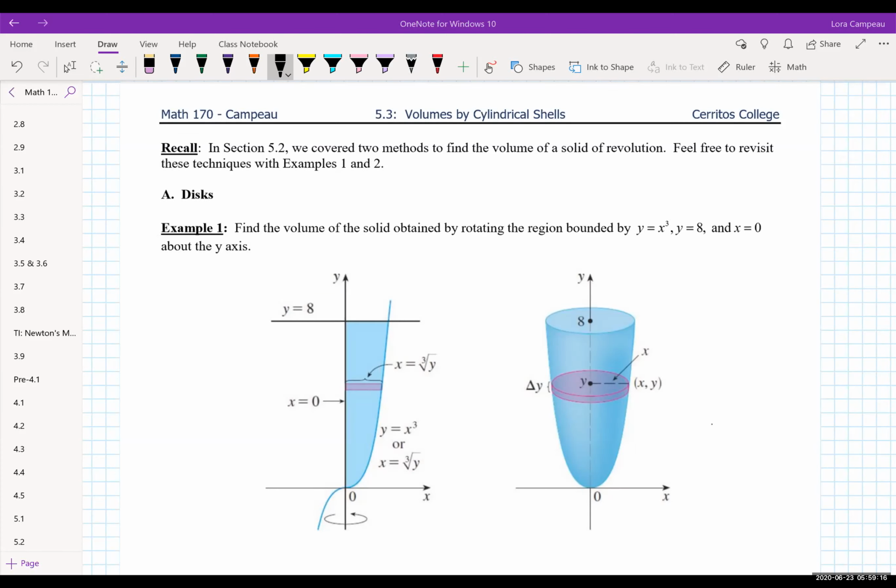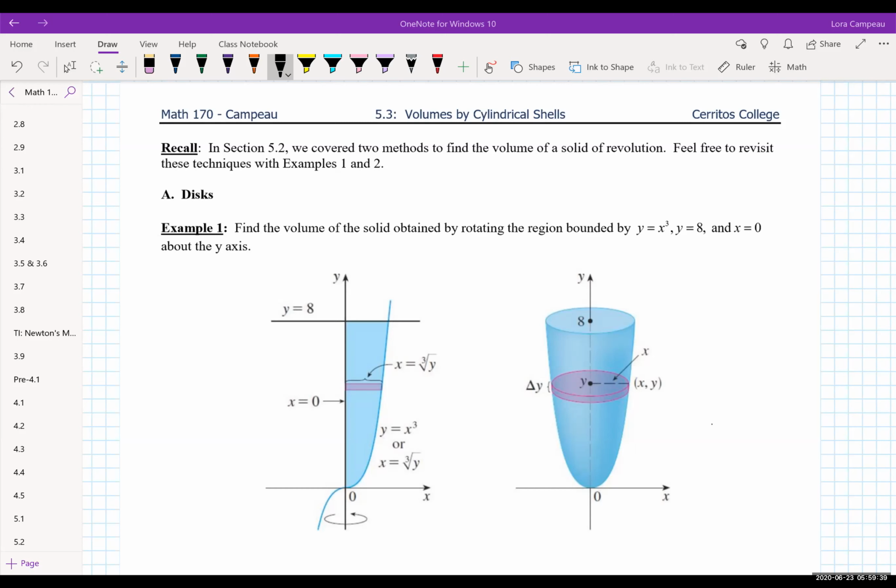Welcome back, Math 170. We are looking at one last technique of finding volumes of revolutions of solids. This last technique in this section is called volumes by cylindrical shells. Before we get into that, I just want to quickly review the two methods we learned in 5.2.